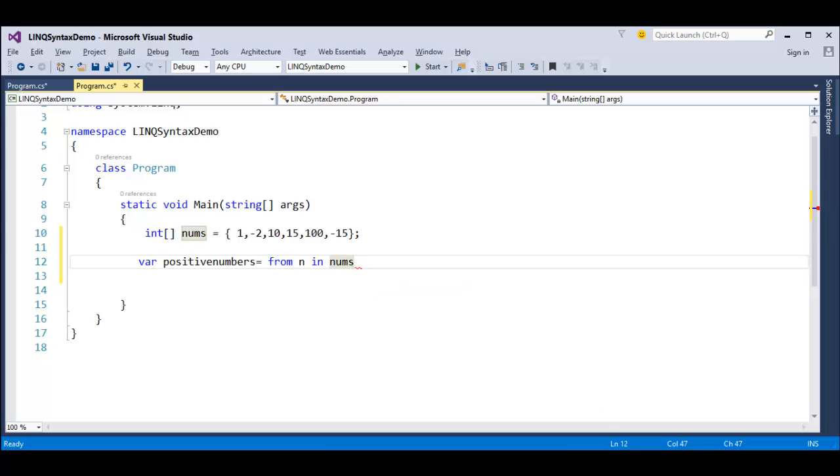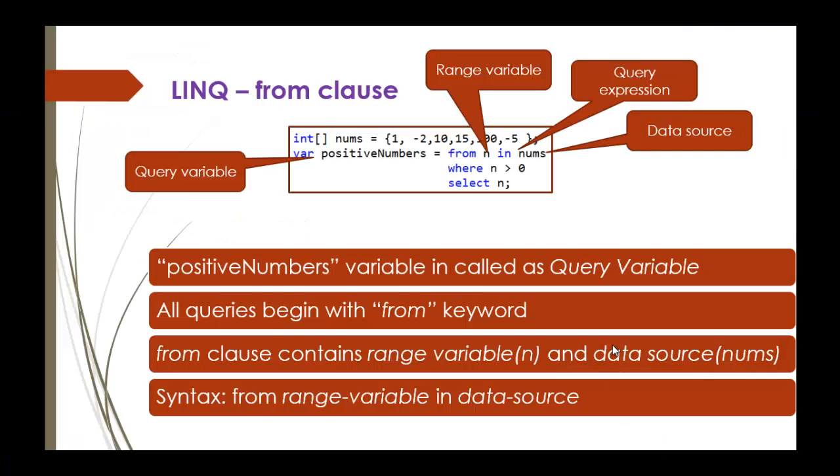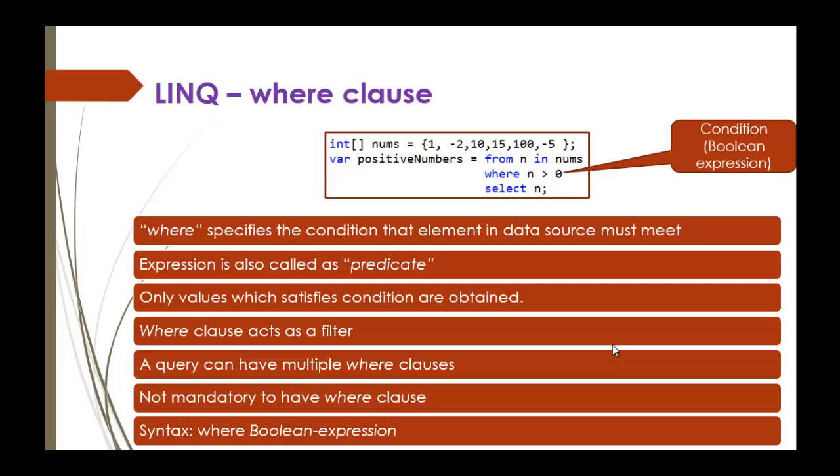Now we'll jump into the presentation and understand the next operator. Here the next operator is the where clause. What is the advantage of using the where clause? Where specifies the condition that elements in the data source must meet. In this slide, we are writing a condition: where the range variable n is greater than 0. It means I want a set of results whose value is greater than 0, that is, I'm trying to get the positive numbers from this data source.